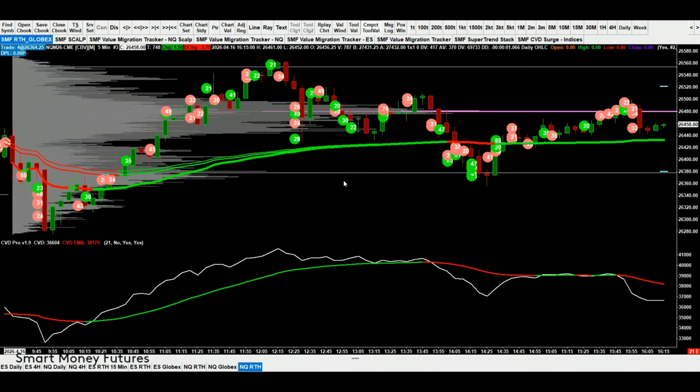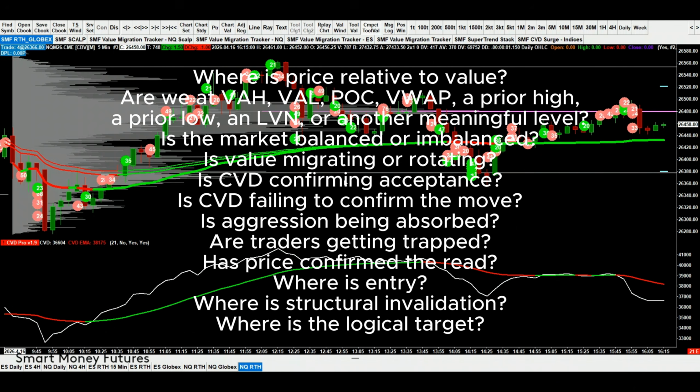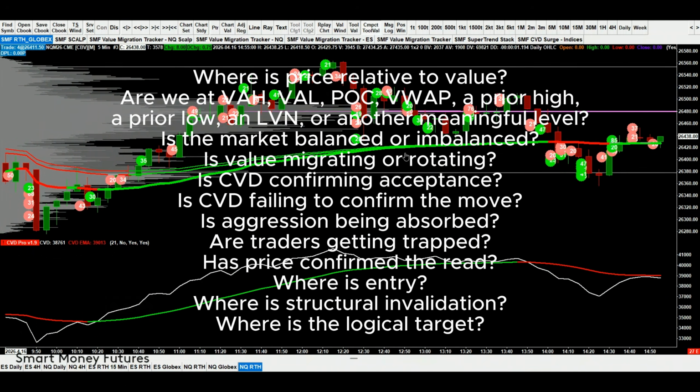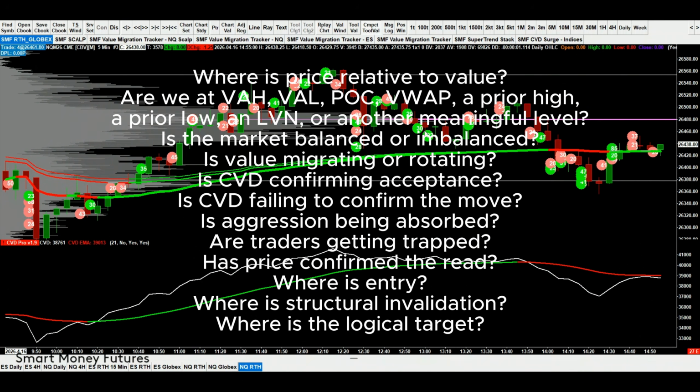Okay, so here's the professional checklist when trading with the CVD indicator. Before you use CVD in a trade decision, ask these questions. Where is price relative to value? Are we at VAH, VAL, POC, VWAP, prior high, prior low, an LVN, or another meaningful level? Is the market balanced or imbalanced? Is value migrating or rotating? Is CVD confirming acceptance? Is CVD failing to confirm the move? Is aggression being absorbed? Are traders getting trapped?